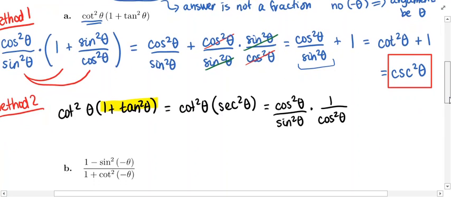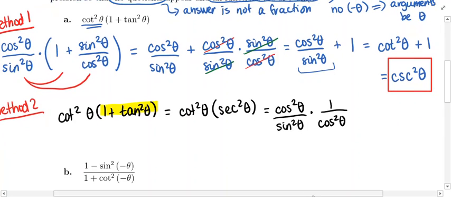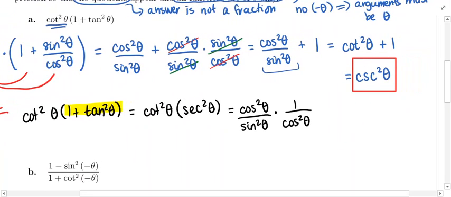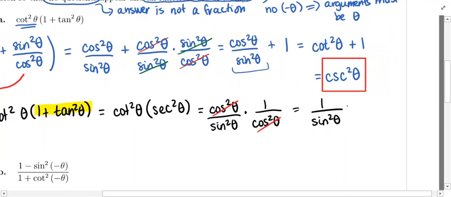And then when you look at this, you're multiplying your fractions. So you multiply across the top and across the bottom. You notice that you have a cosine squared in the top. It's going to cancel with 1 in the bottom. So if you multiply across the top, we're left with 1. You multiply across the bottom, we're left with sine squared of theta. 1 over sine squared of theta is the same thing as the cosecant squared of theta. Okay, we got the same answer. We just got there a different way.